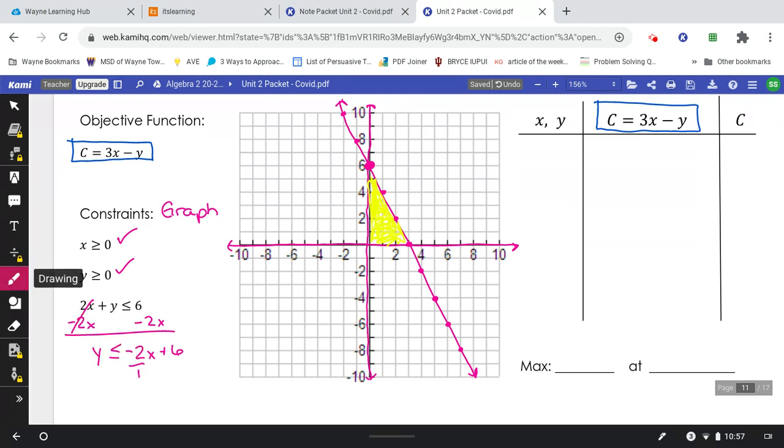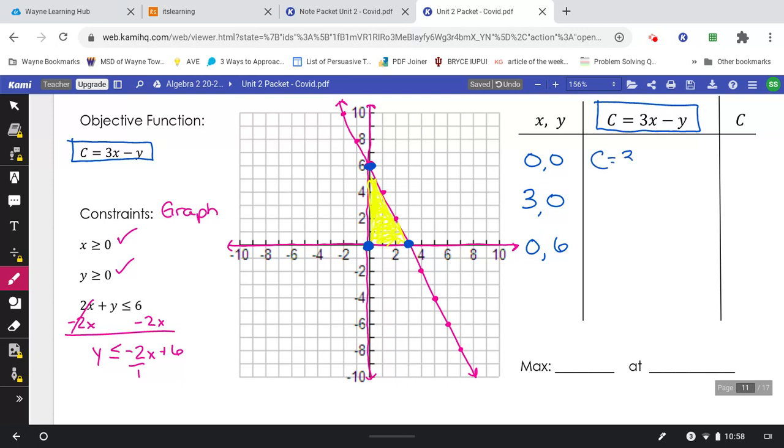So the corner points for this problem are here, which is 0, 0. Over here, I went 3 over and 0 up. And then this top corner here, I went over 0 and up 6. Then we fill in our table. This first number is going to be our x, second number is going to be our y.